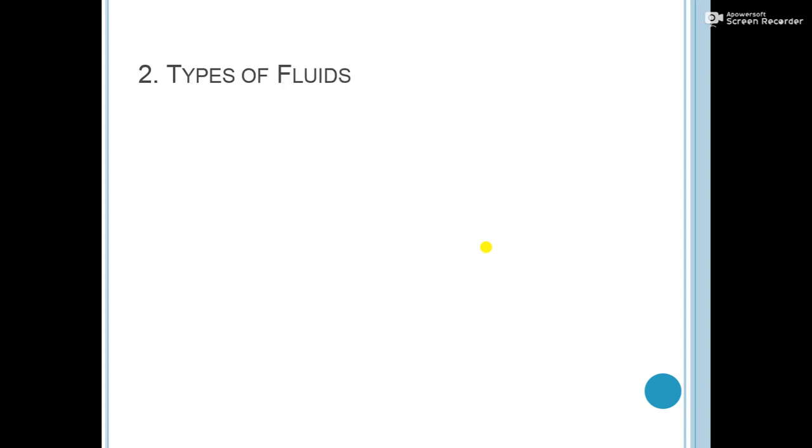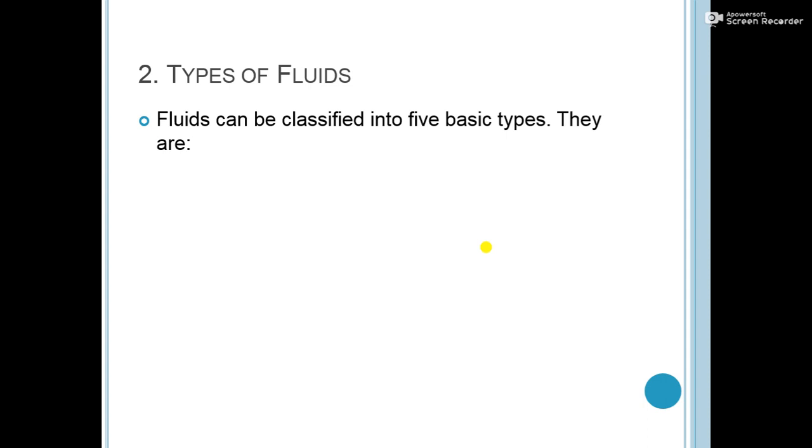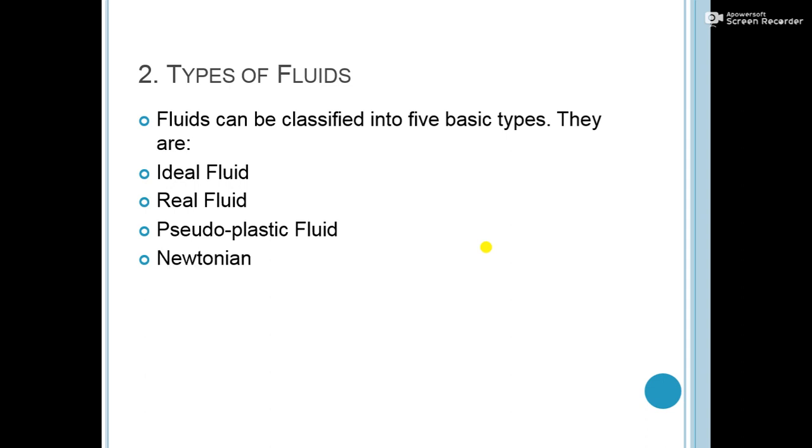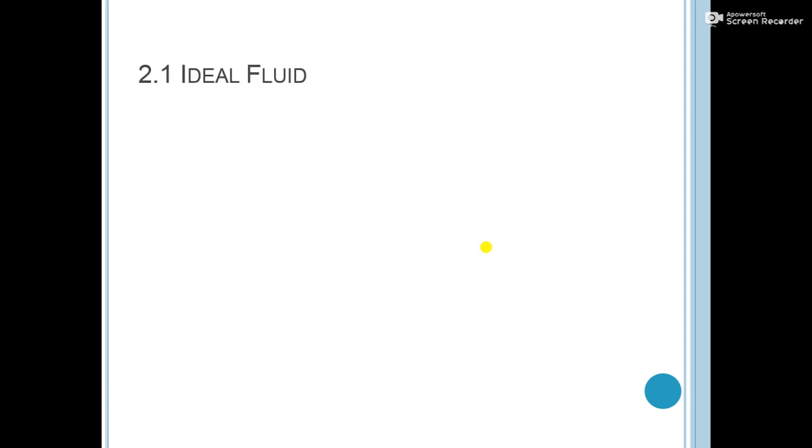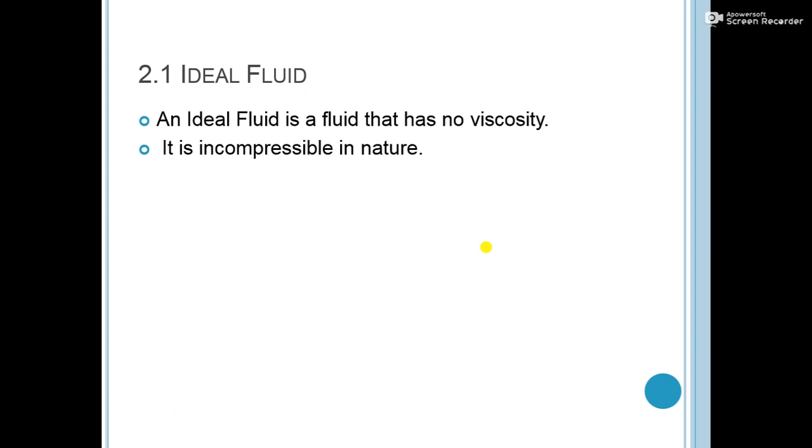Next, let us understand the types of fluids. Fluids can be classified into 5 basic types. They are ideal fluid, real fluid, pseudoplastic fluid, Newtonian fluid, and non-Newtonian fluid. Now let us understand ideal fluid. If the fluid has no viscosity, then it is known as ideal fluid. It is incompressible in nature. Practically, no ideal fluid exists.